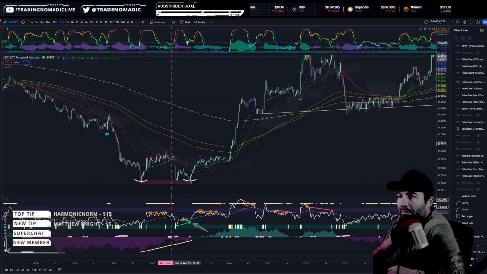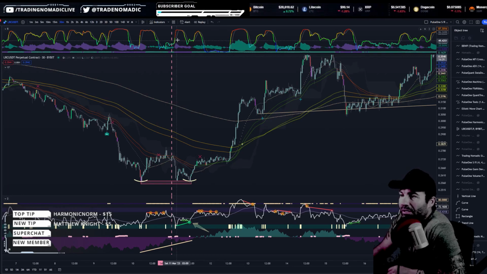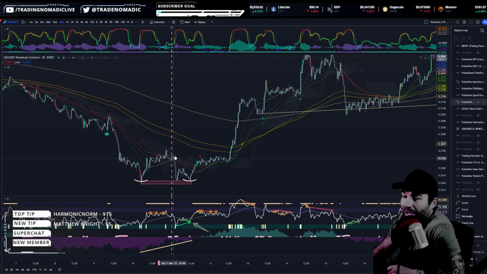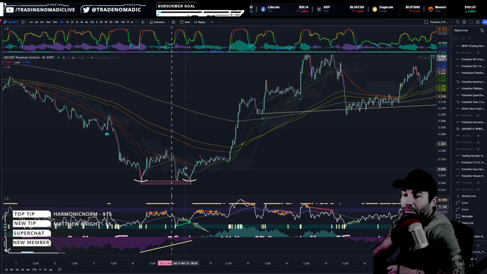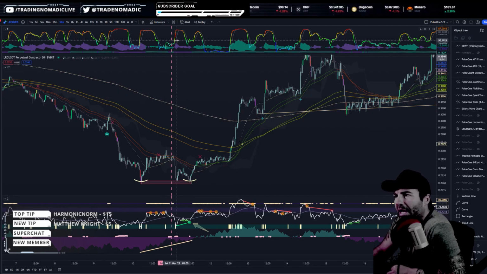If I'm using BBWP, if I'm looking for a long, I want to see this expand, and I also want to see the ADX expanding into a bullish trend. I also want to see this MFI crossover green. I don't want to see it red. If I see expansion and the ADX and the MFI crossover are both going bearish, typically that's going to give you a bearish move.